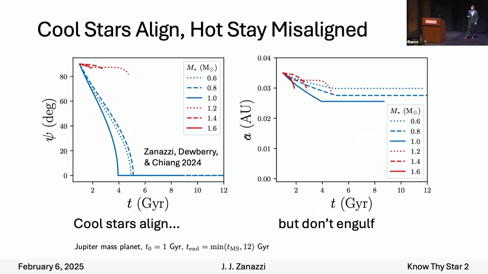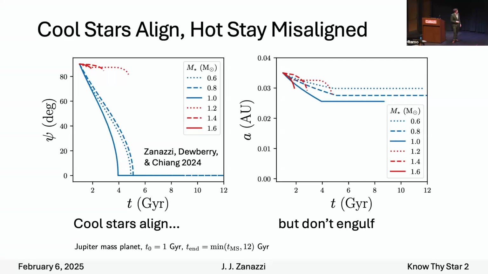Blue curves here, on the left, are obliquities for cool stars. Red curves are obliquities for hot stars. Cool stars, they damp rapidly, like we just mentioned. It's much more efficient to damp obliquities for cool stars due to resonance locking.